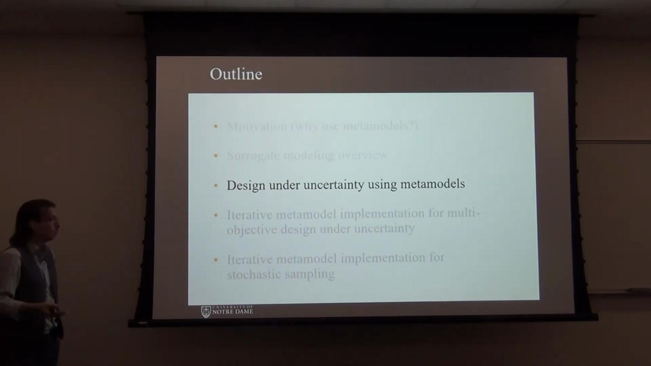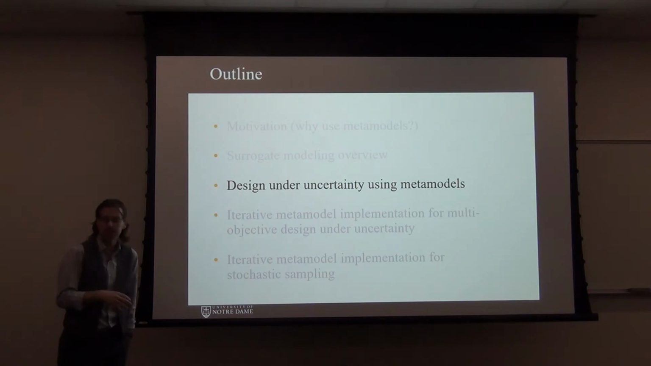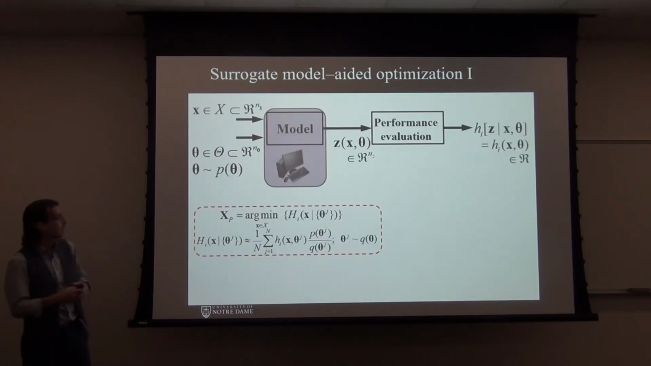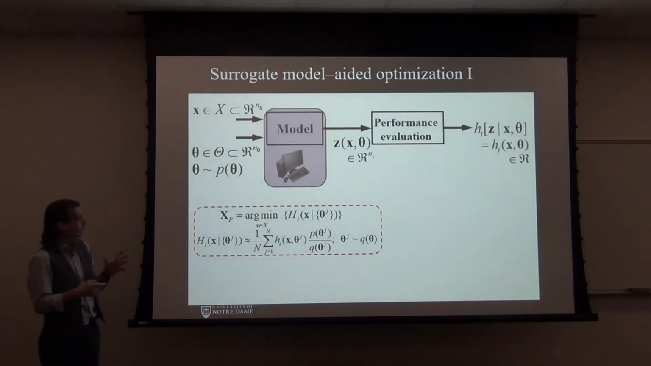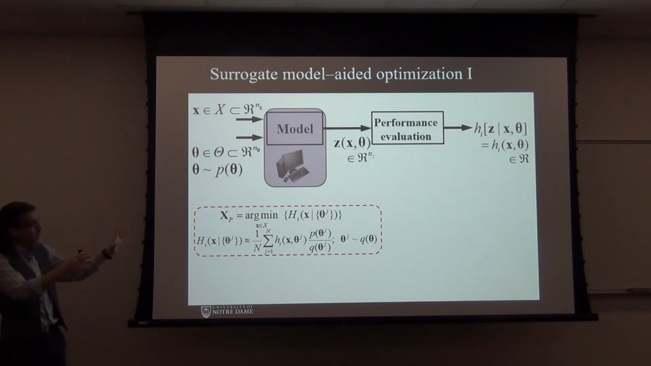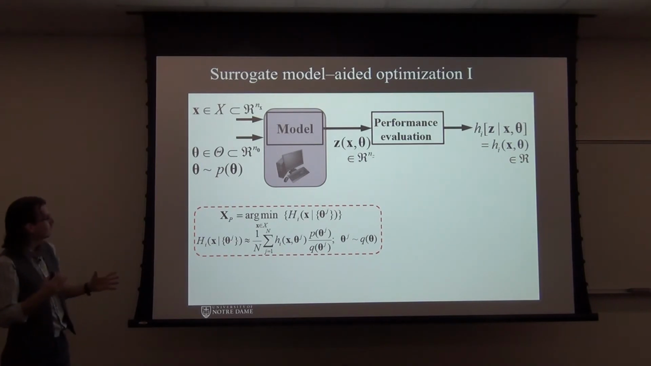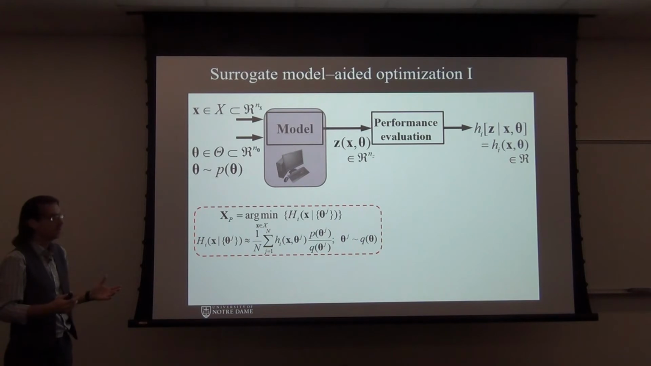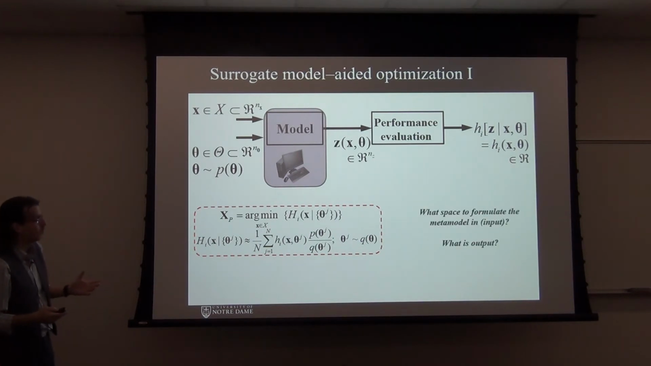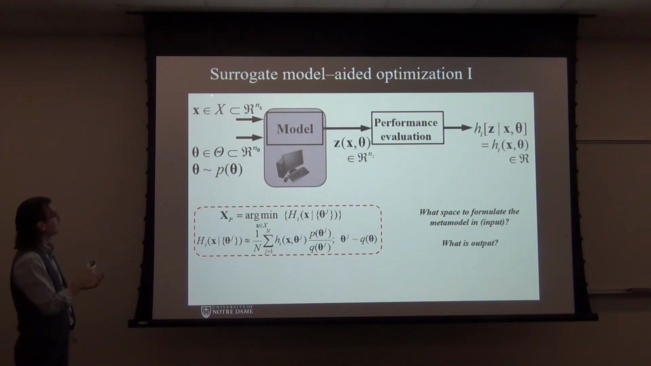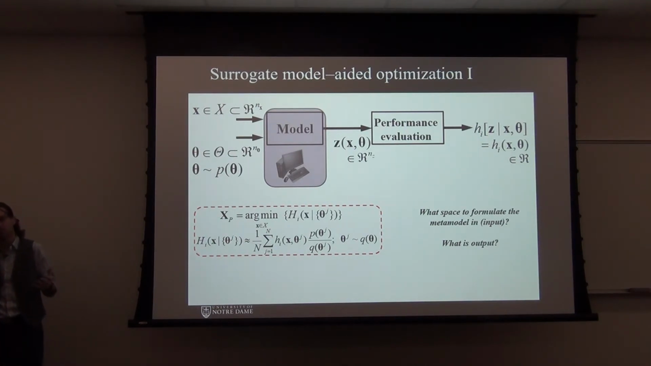Now let's see how we're going to incorporate it into our design under uncertainty problem. So this was where we had stopped. Another question is, okay, what should be our input? What should be our output for the meta model? For example, you can select as input the design variables, and as output your performance objective. This is sort of what efficient global optimization is trying to do. But we can try something different.